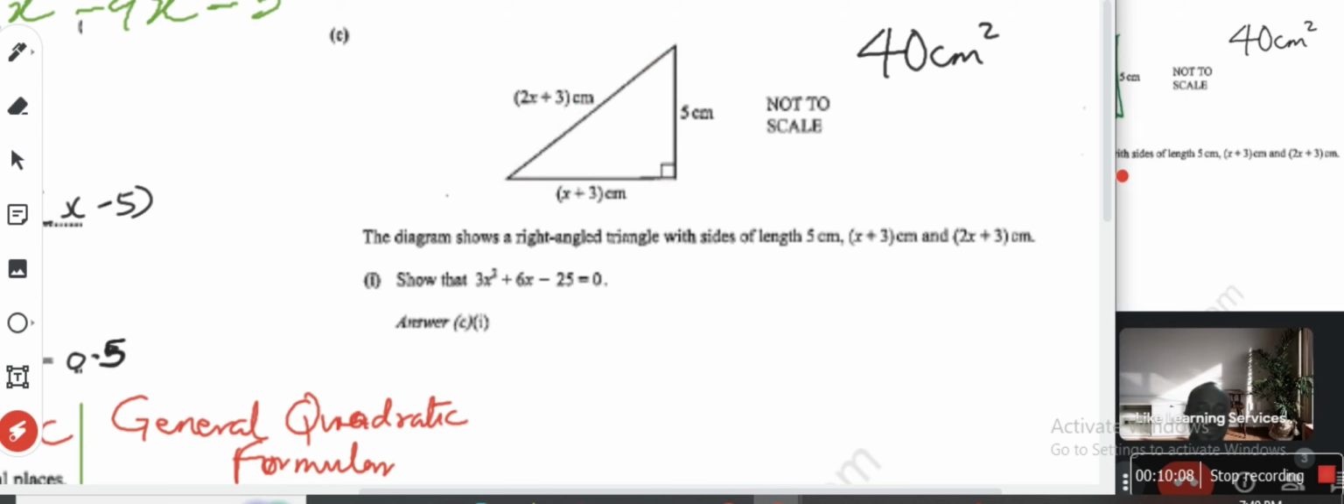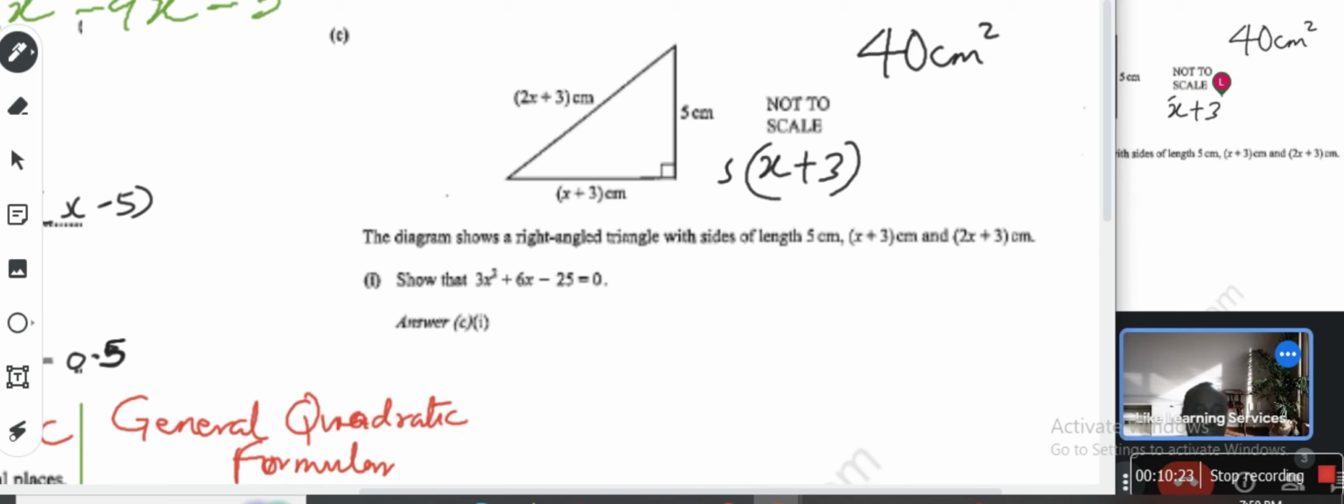Height times length divided by 2. Exactly, that's length times height, or half base times height, length times height divided by 2. So we could have done this: x plus 3 times 5, which is the height, isn't it? Divided by 2. And since they said the area is 40, we now equate it to 40 and then solve the equation.